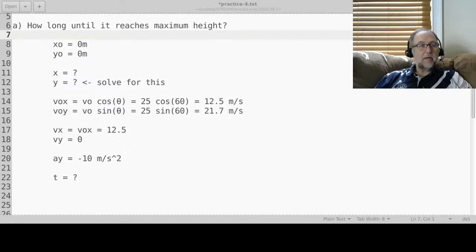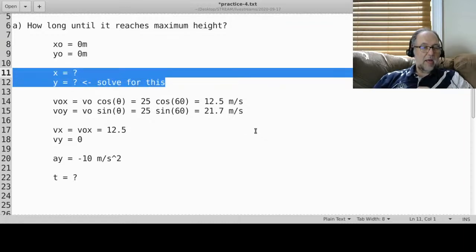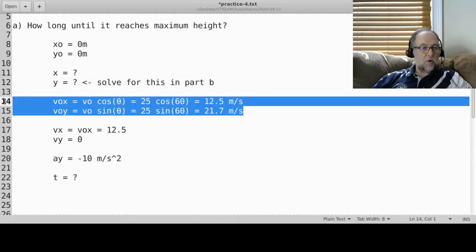Okay, so just to repeat, this was our initial position, those two numbers. It starts at the origin, so x naught is 0, y naught is 0, okay? This was the final position, x and y, and we didn't know either of them, and in fact, y is what we want to solve for. I should say solve for this in part B, because part B asks for the maximum height, okay? And here's where we were.